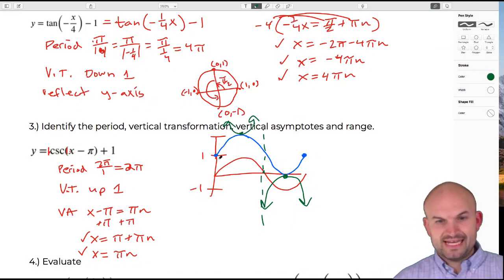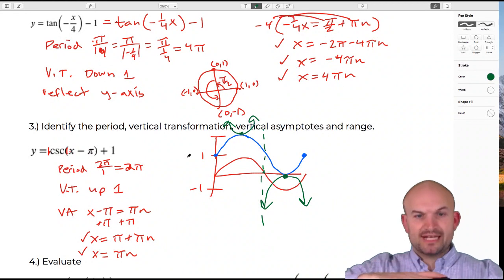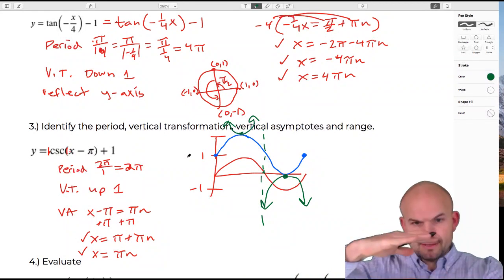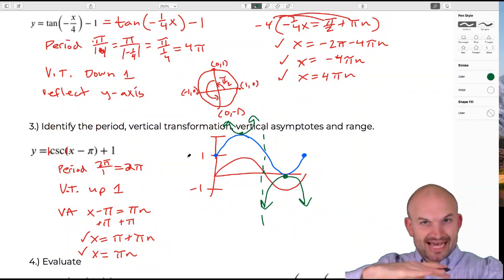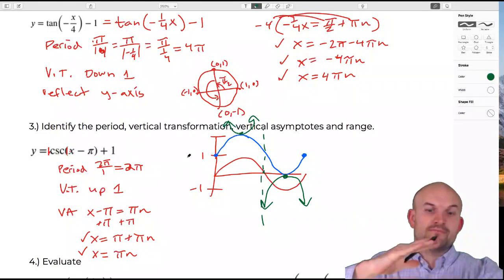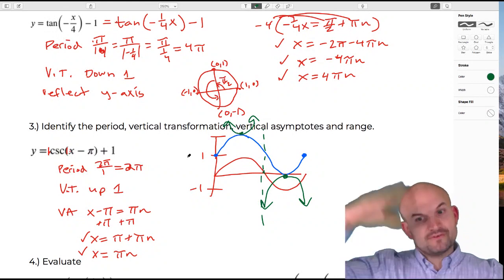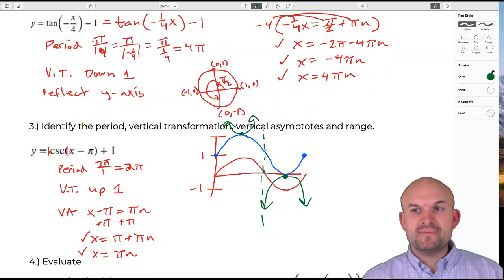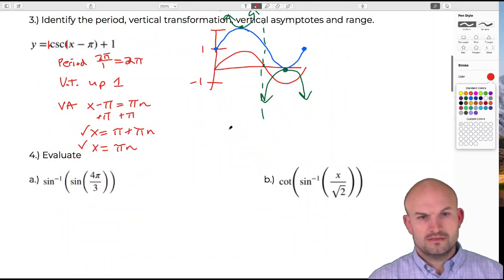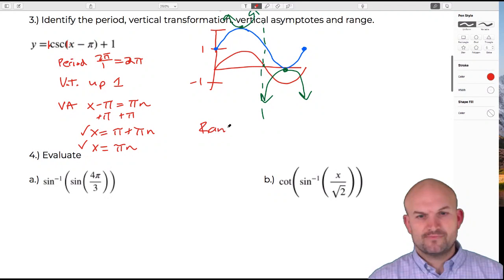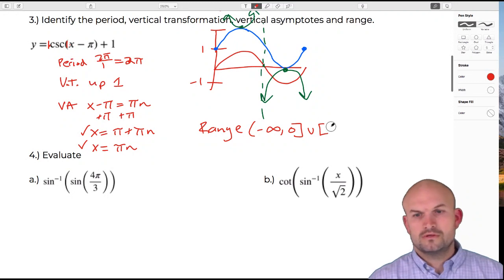So instead of the range of the blue graph, the range was originally negative 1 to 1. It got shifted up 1, so now it's from 0 to 2. But again, that's the range for sine. The reciprocal function is going to be from negative infinity to 0, and then from 2 to infinity. So it's just that mirrored image relationship that we need to understand. So in this case, our range is going to be from negative infinity to 0, union 2 to infinity.